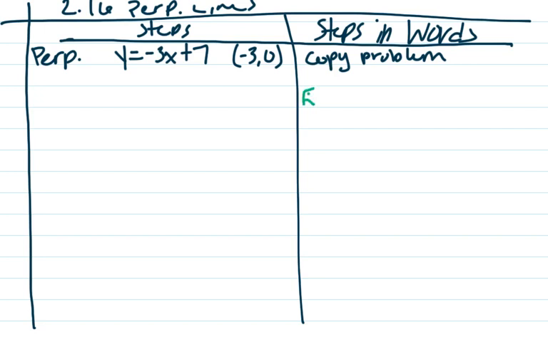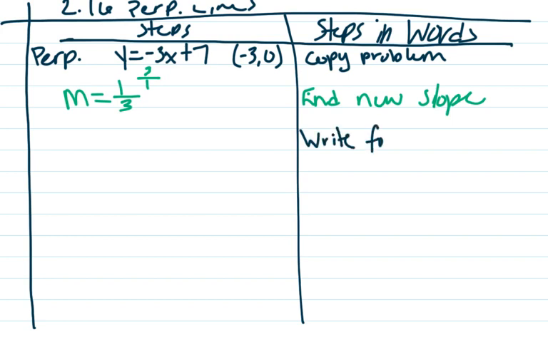And then we're going to find the new slope. So we have to change the sign and flip the fraction. So we know it's going to be positive. And if I make 3 a fraction, it's going to be 3 over 1. So when I flip it, it's now going to be positive 1/3 is our new slope. Okay? Then, as always, we're going to write the form. We found the slope. Now we're writing the form, which is y equals mx plus b.